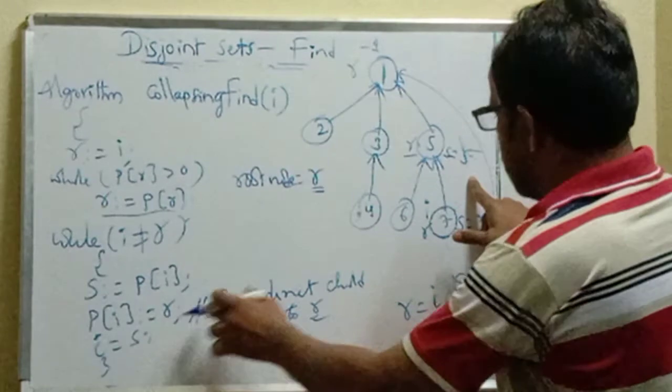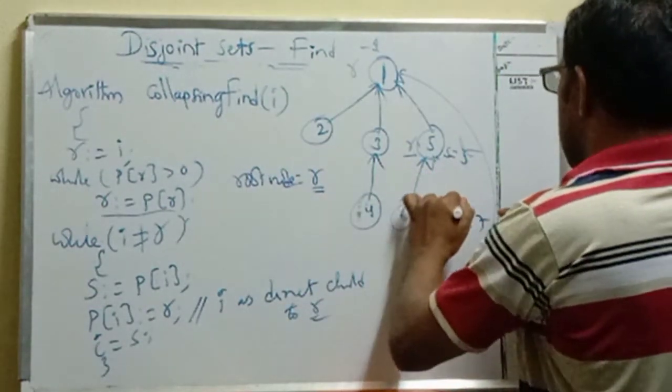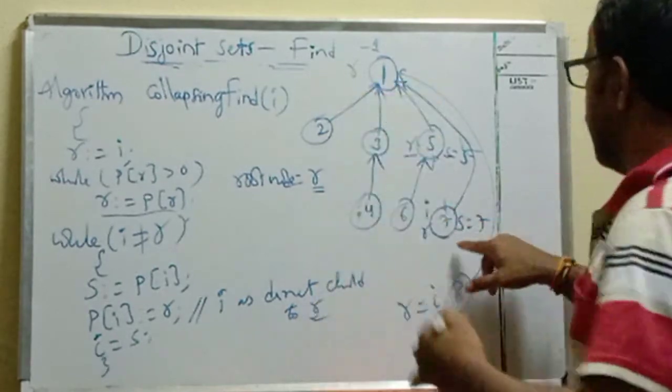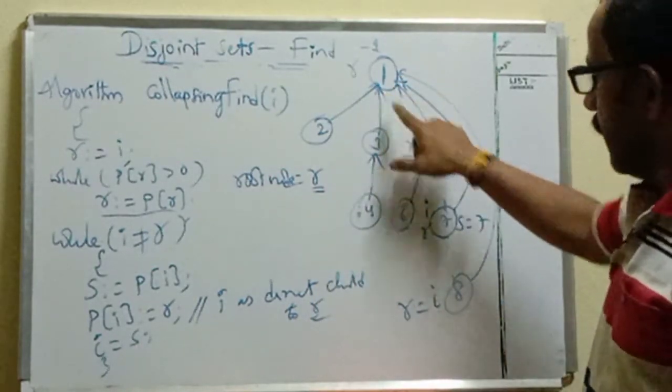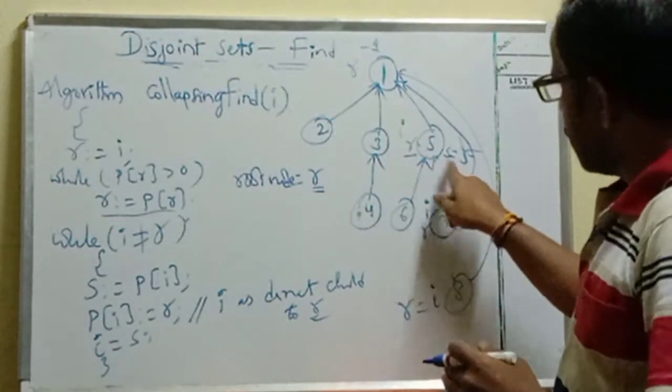Then what is the next immediate statement? Make P of I as R. Again remove this and attach this particular node directly to root node. Okay? Then again start I as S. Again copy S into I.